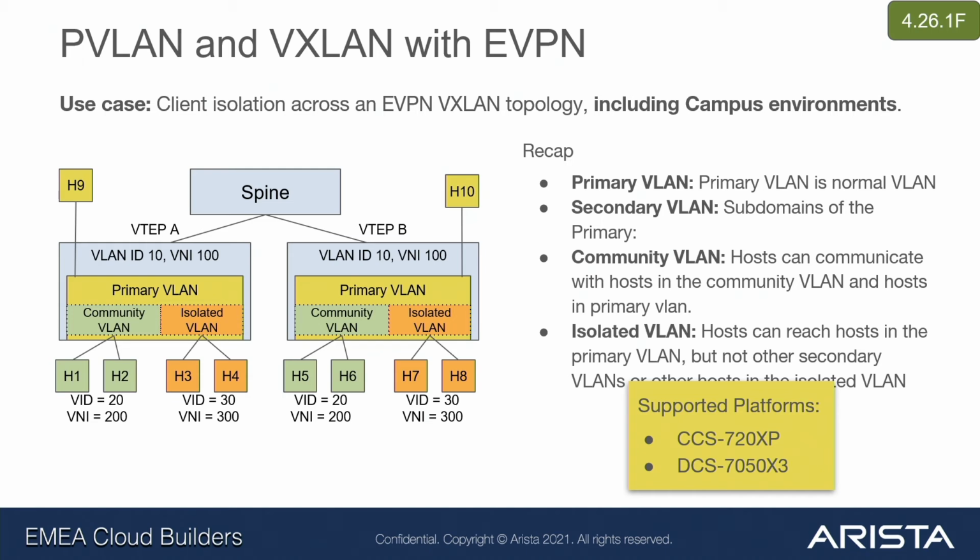This is only supported on the Trident 3 chipset, so the 7050X3, or the 720XP, which is a PoE device, which means in terms of use cases, it's quite popular in the campus as well, where people need, say, wireless APs not to be able to talk to one another. They want that to be isolated to the AP, or they want the clients connected to the APs to not be able to speak to one another either. So support for that across EVPN.